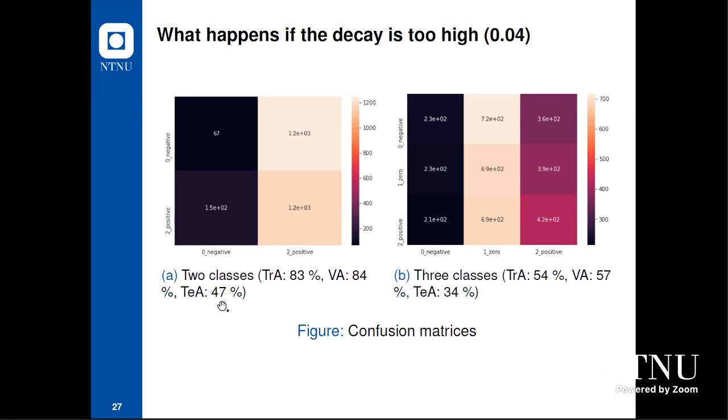It is 47%, which is actually very bad for two classes because if I try to guess, I obtain better results. So there is no purpose in training a network to have something worse than my guess. And the same for the three classes cases. So 0.04 as the decay is definitely not a good idea. And that should be all.